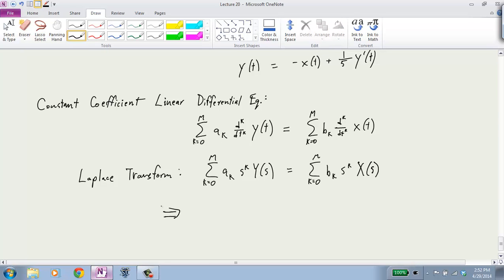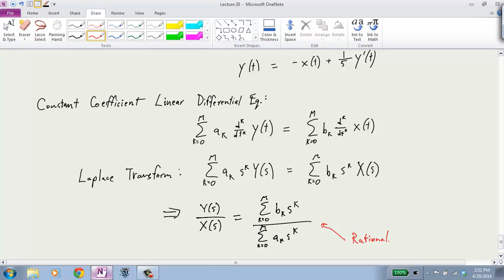So we get that Y of s over X of s, remember, that's our transfer function for any system, Y of s over X of s, is just the sum of the b_k's times s to the k, over the sum of the a_k's times s to the k, and this is rational.